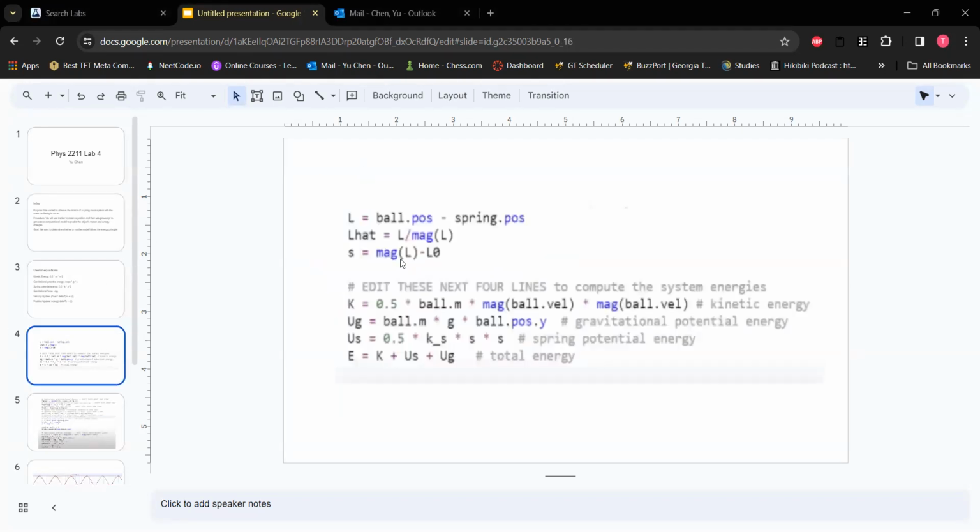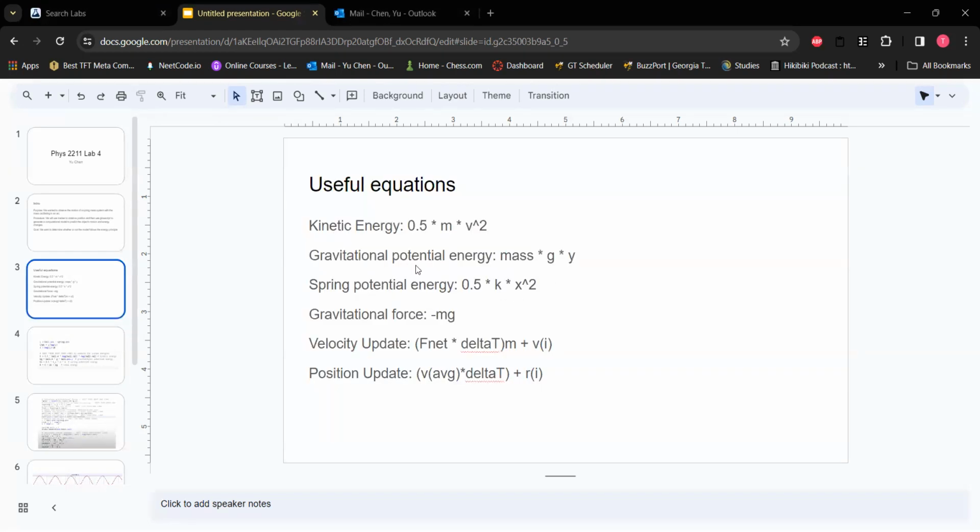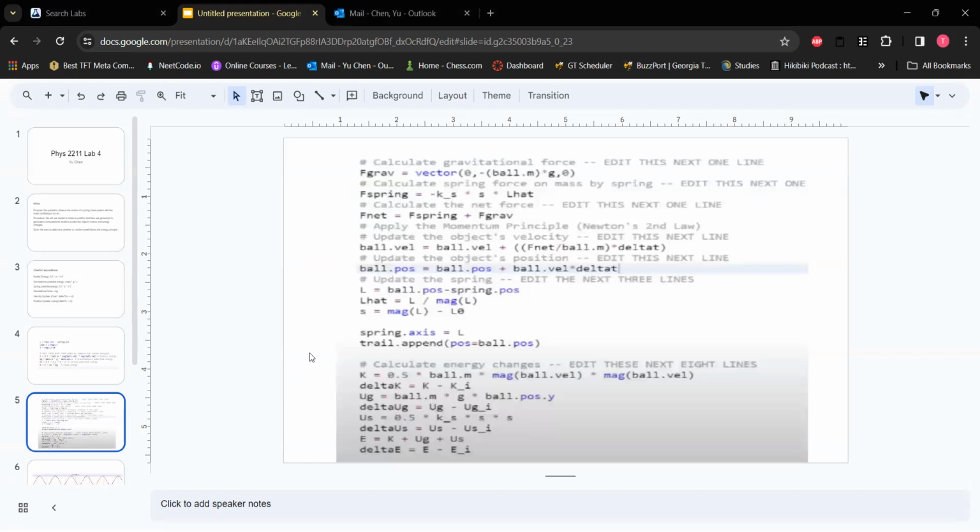Here you can see the changes I made to the GlowScript. We calculate the L hat, S, all this, and calculate kinetic energy, gravitational potential energy, etc. It's all from here. And then, of course, we plugged it into here. So we have things for F gravity, F spring, F net, etc. You can take a look, pause the video.